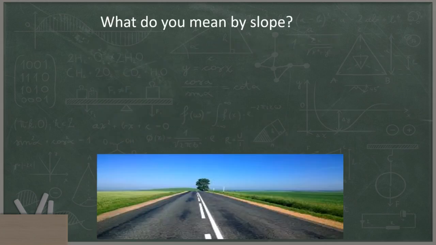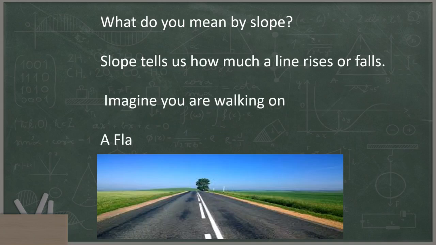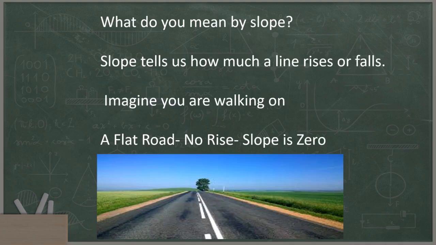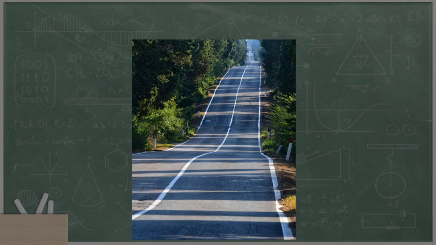What do you mean by slope? Slope tells us how much a line rises or falls. Imagine you are walking on a flat road, no rise, the slope is 0. A hill going upward, positive slope. A hill going downward, negative slope.